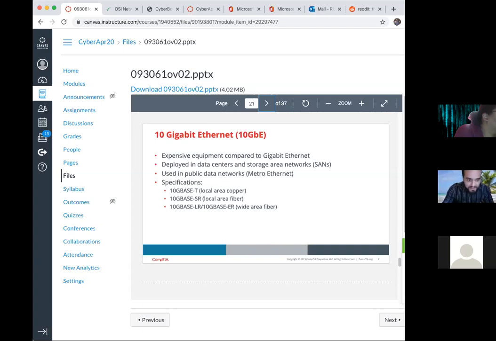We have 10GBASE-T, and here that's local area copper. I think the best you can get is between 180 and 328 feet with that. Then they have 10GBASE-SR, so that's local area fiber. You can go anywhere from 1,000 feet to 6 miles. And then the last one, the wide area fiber, is 25 miles.